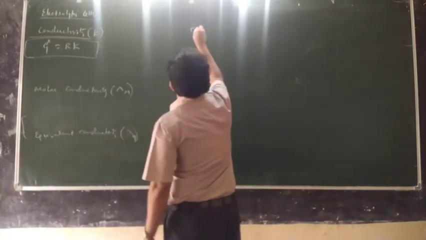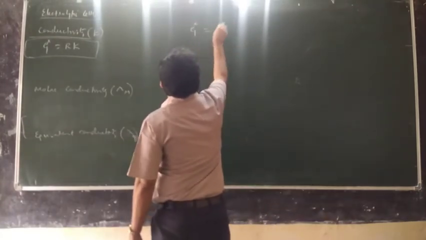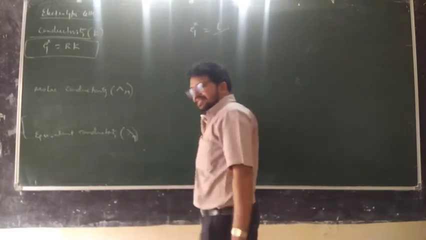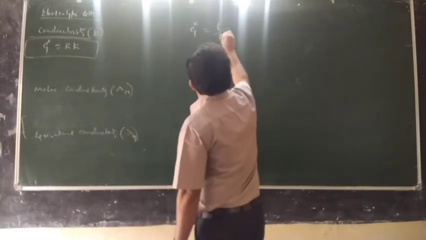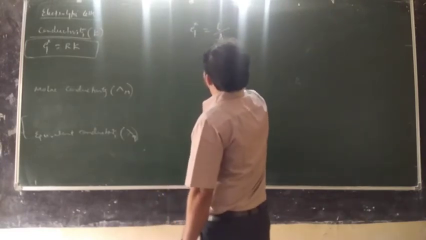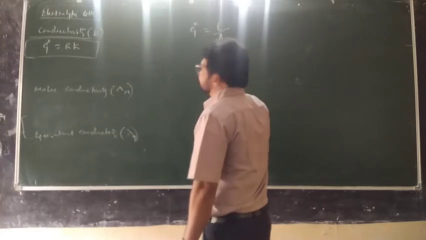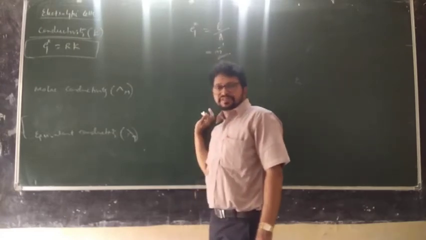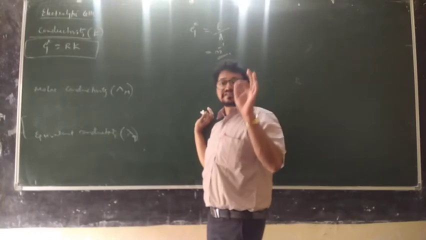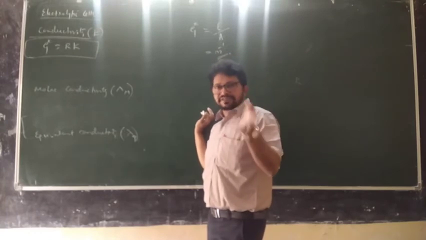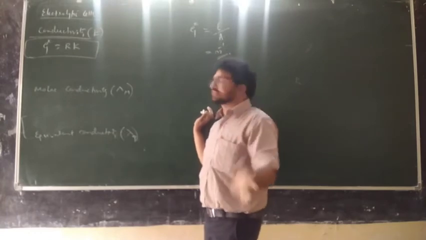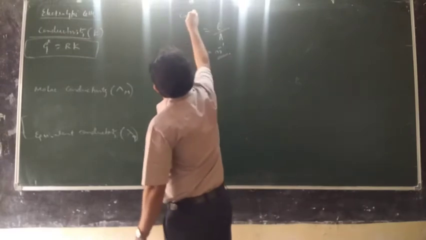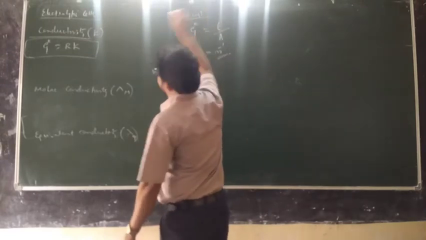What is cell constant? Length of the cell divided by area of cross section. So its unit in SI is per meter always. And it is a constant for any one particular cell. G star, cell constant, is constant. This will not change.